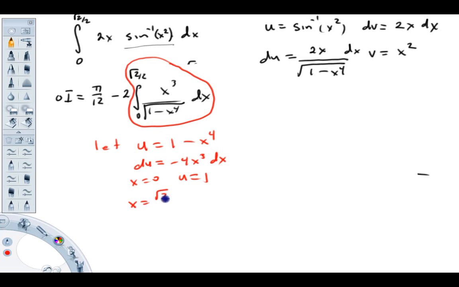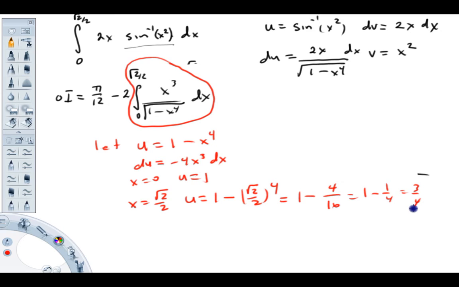If x is equal to root 2 over 2, u is equal to 1 minus root 2 over 2 to the fourth, which is going to equal 1 minus, let's see, root 2 to the fourth power is 4, I believe. And 2 to the fourth is 16. So it's going to be 1 minus 1/4, which is 3/4. Everybody following along?